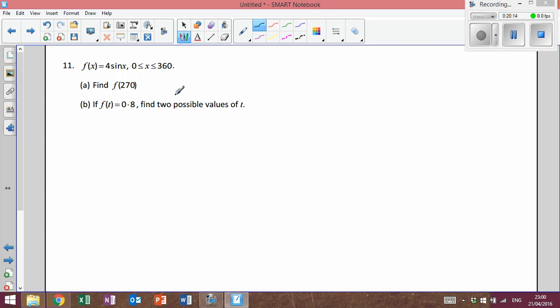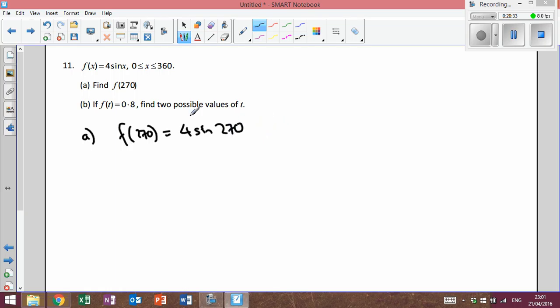Okay, 11. We'll get trig functions in there. Okay, a nice wee overlap. So we're doing f of 270, which means we're looking at what 270 is on the graph 4 sine x. So what is 4 sine 270?